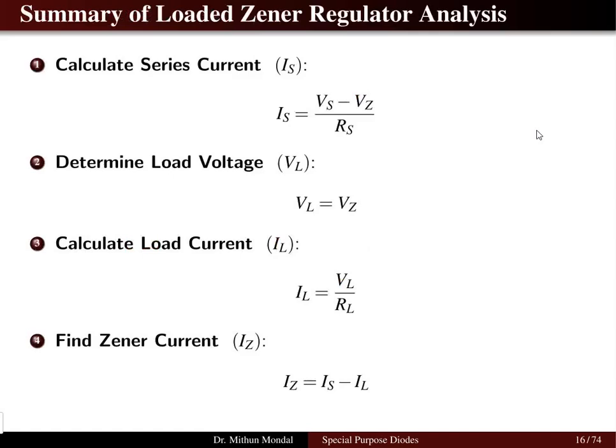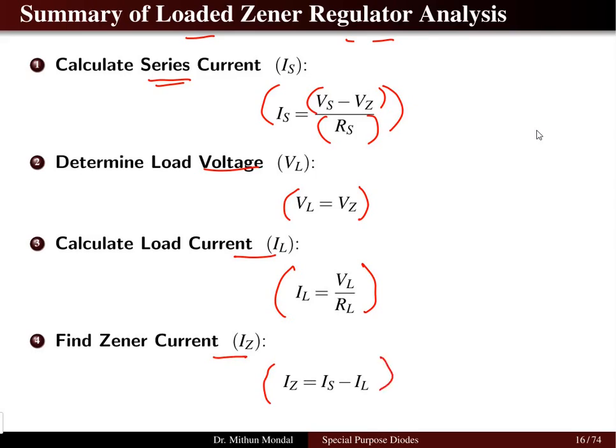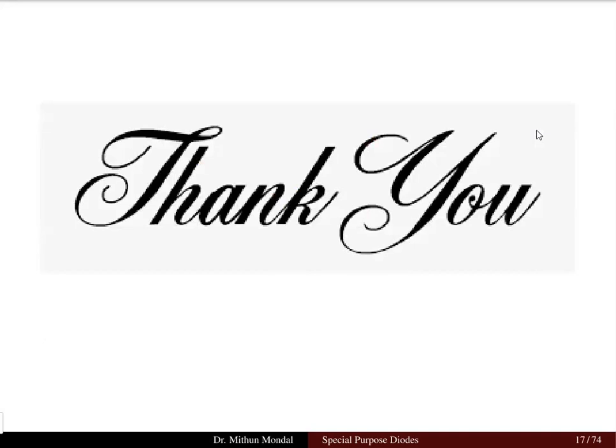So the summary of the Zener regulator analysis under loaded condition is this. Is, the source current or the Zener current, if unloaded, is equal to Vs minus Vz divided by Rs. The load voltage is equal to the Zener voltage because it is connected in parallel. The load current is given by the load voltage divided by the load resistance, and the Zener current is equal to Is minus IL. If the regulator is unloaded, the load current will be 0 and hence Iz will be equal to Is in the unloaded condition.